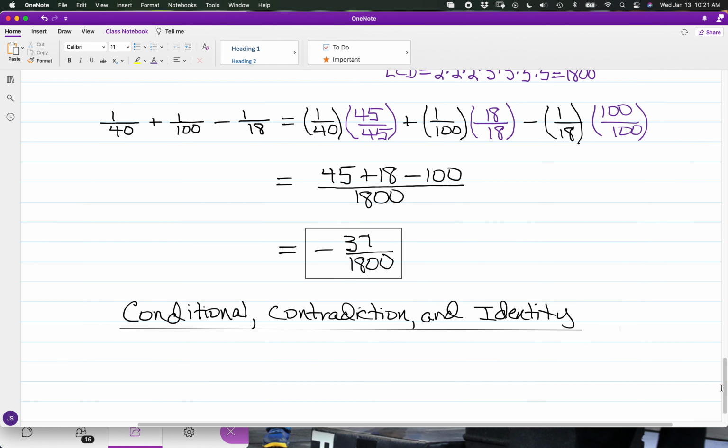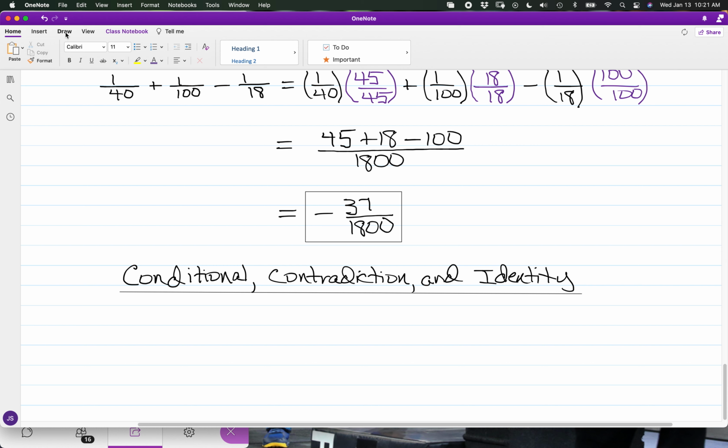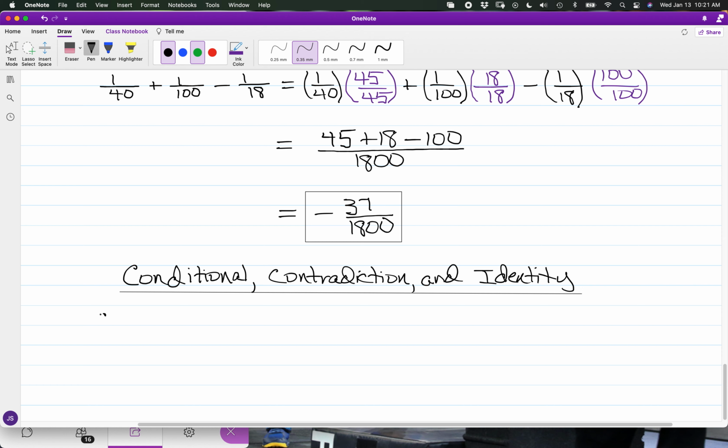And in terms of the categories, okay, so we have for a conditional, a conditional is going to be an equation that is going to lead to a finite number of solutions, or an equation with a limited number of solutions.